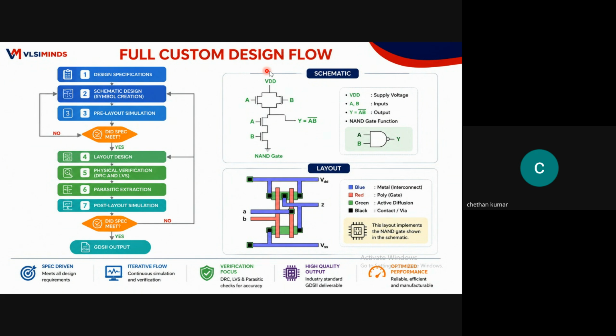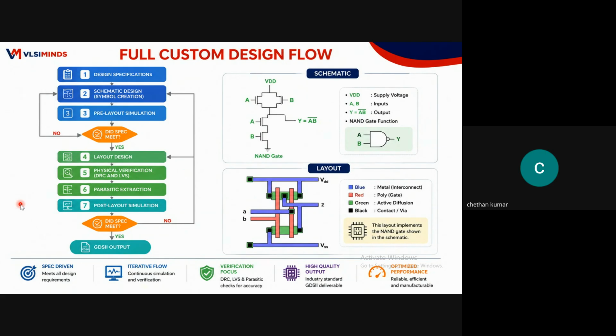This is how it looks: the schematic equivalent symbol for an AND gate. This is the schematic we need to write to the specification, meet our requirements, and then write the layout. All of this is done from scratch, at the transistor level. Everything is done at the transistor level. So this is specification driven, meeting all the design requirements. It is an iterative flow, continuously checked and verified.